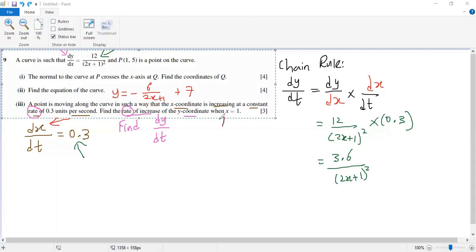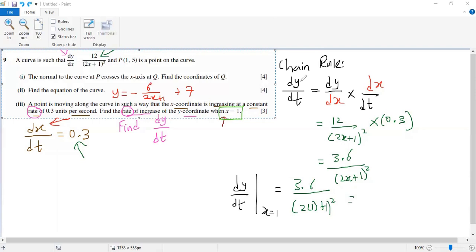Find the rate of increase when x equals 1. This part is always at the end. The substitution is only at the end. That means you want to evaluate this function when x equals 1. So dy/dt evaluated at x equals 1 becomes 3.6 over, this is 2, let's just put the number in. It's just a calculation at this point.